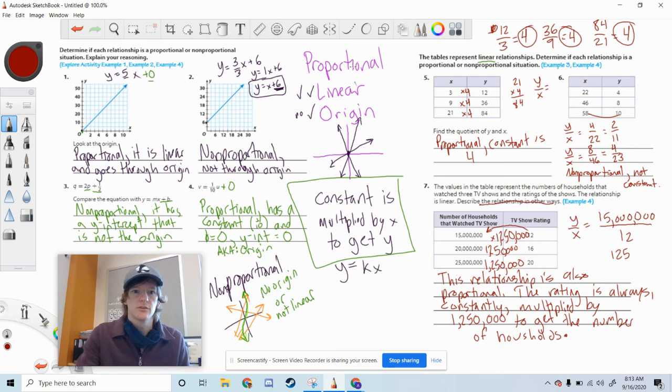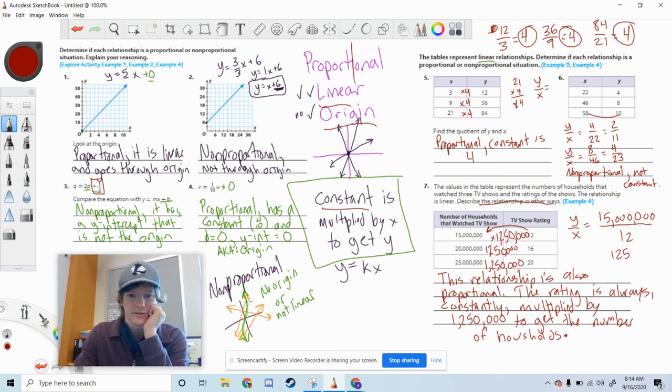All right. So what we're looking for in these: if it's proportional, it has a constant, it's linear, and it goes through the origin. I prefer if they're in graph form, but sometimes they're not. If they're in equation form, you're just looking for something added to the end. Okay.